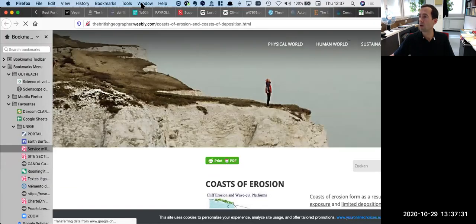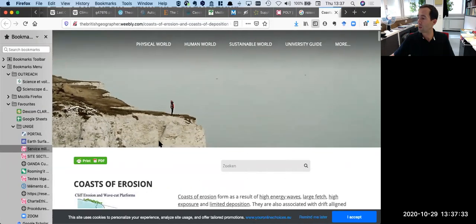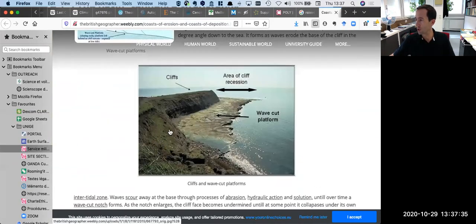And I go here, window, zoom. That's a very nice image, I find. You have a cliff, a flat surface here. And here, what do you see? You see a wave cut platform. Okay. So obviously, sea level was before here, at the bottom of the cliff. And it's now down. Okay. So the new shoreline is lower in elevation than the previous shoreline.